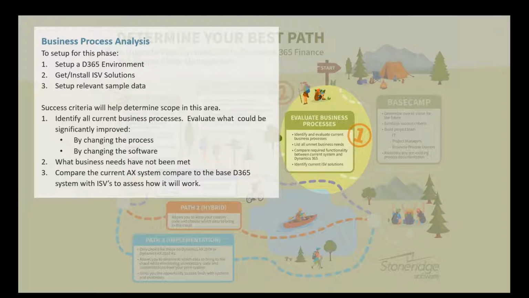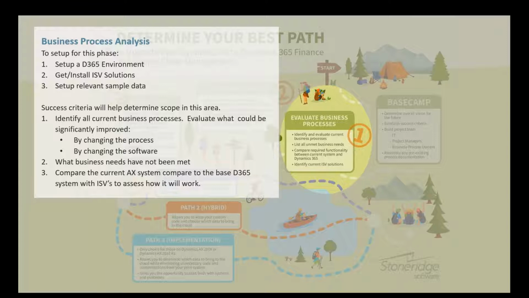and really even start setting up sample data, because when we start going through the business process analysis, this really expedites those conversations that we have with your team, because we're not talking about bicycles or speakers, for example, in demo data. We're talking about your real data as we go through this. And what we're trying to do with this is really focus on the success criteria to help determine the scope for this, right?